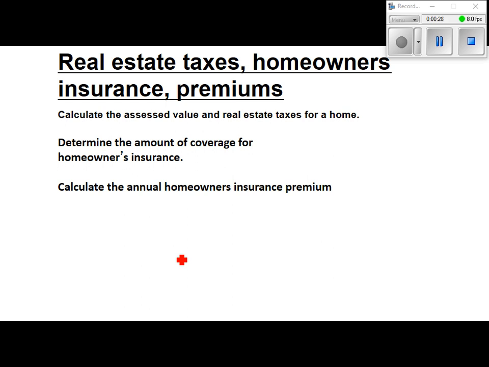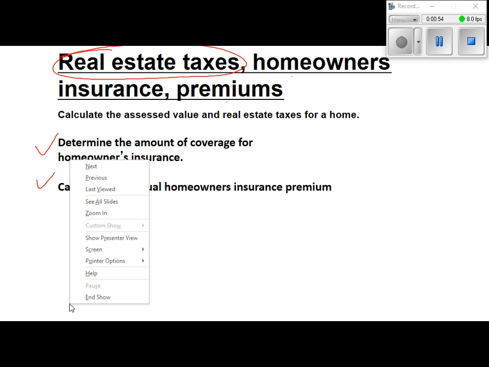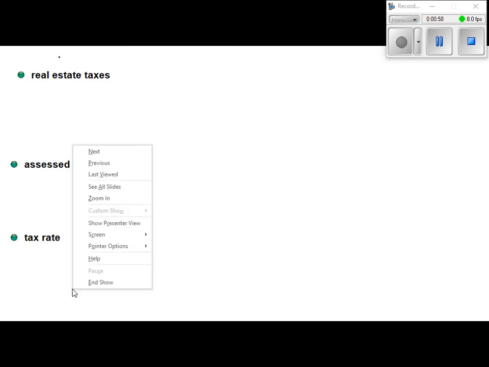What we're going to cover today, real estate taxes. Just this part, the insurance stuff we'll cover next time. So what we're going to go over is how to calculate the assessed value of real estate, and real estate taxes for a home. And then like I said, we'll get to the insurance stuff next class, since we have these shortened classes.